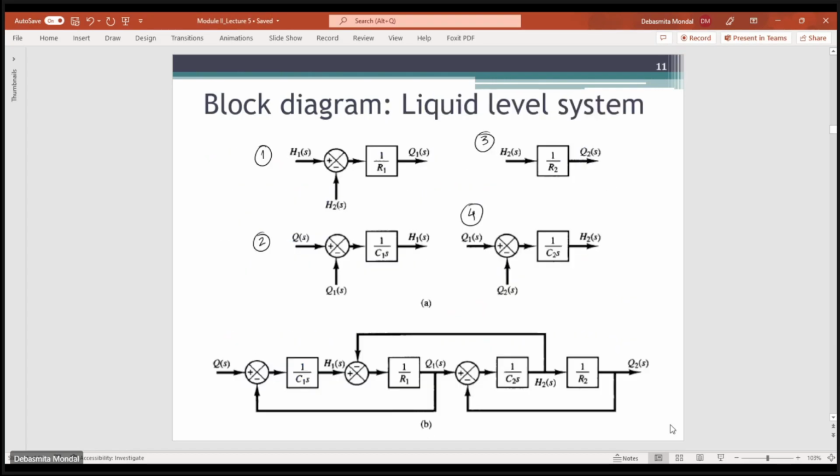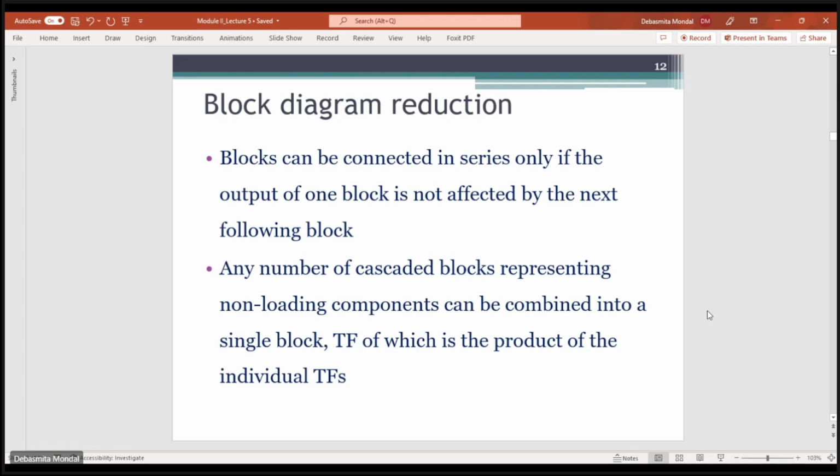Now you see that this block diagram looks a bit complicated, right? Because you have so many interconnections. There are so many feedback loops, one coming from here going to here. There is another feedback loop here. There are like 3 loops. So this looks like a bit complicated block diagram. So how can we simplify a block diagram so that we can find the overall transfer function of the system? That method is known as the block diagram reduction method.